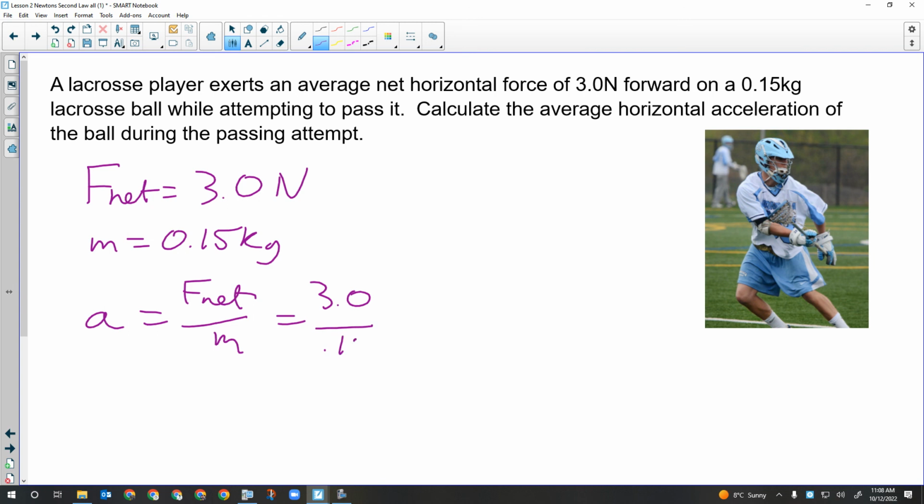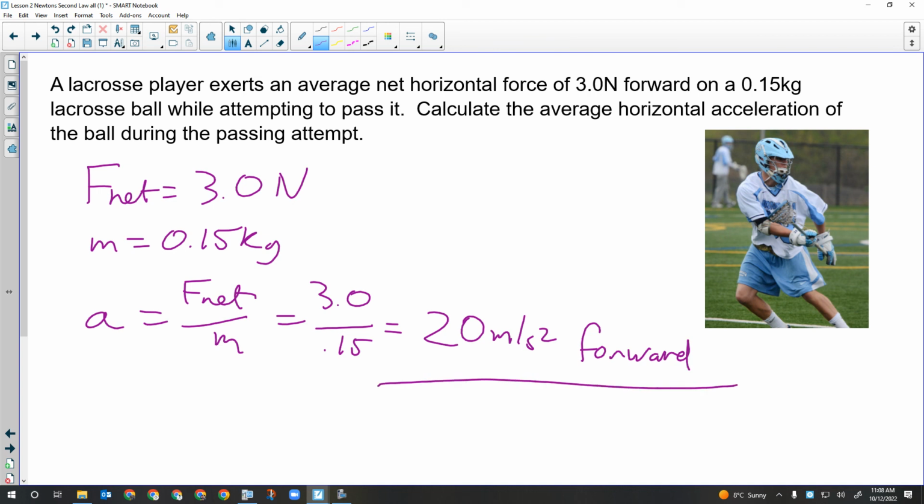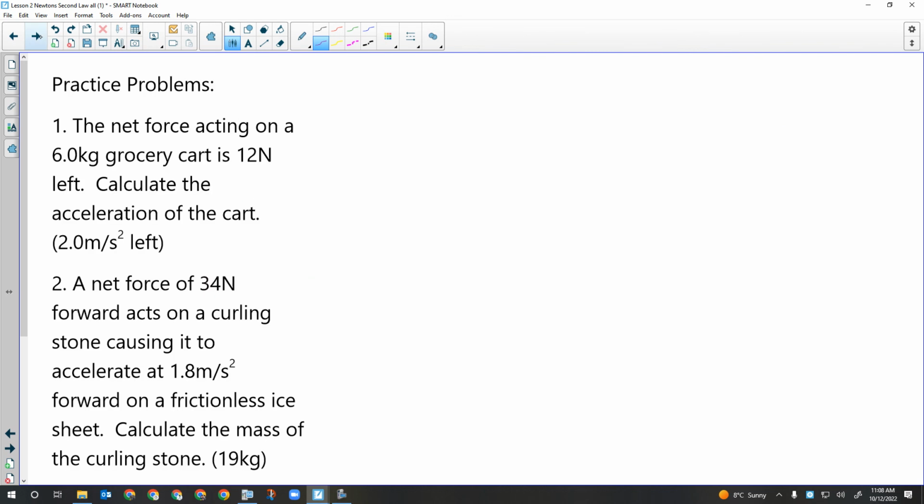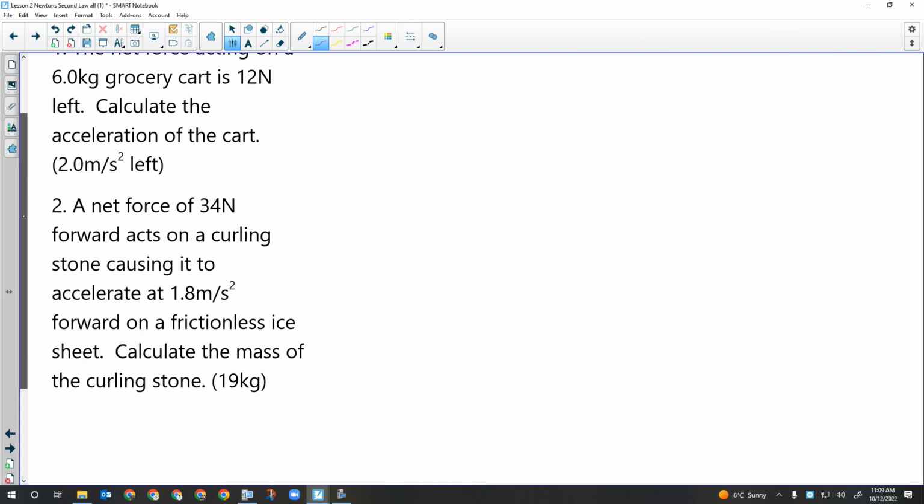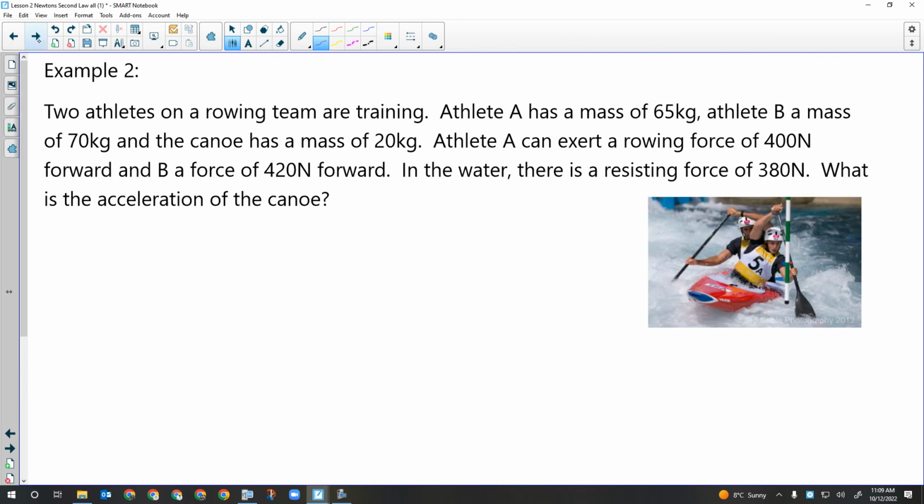3.0 divided by 0.15 should be 20? Yep. 20 meters per second squared forward, or horizontally. Either one of those would be fine. Questions on that one? Those are beneath you already.